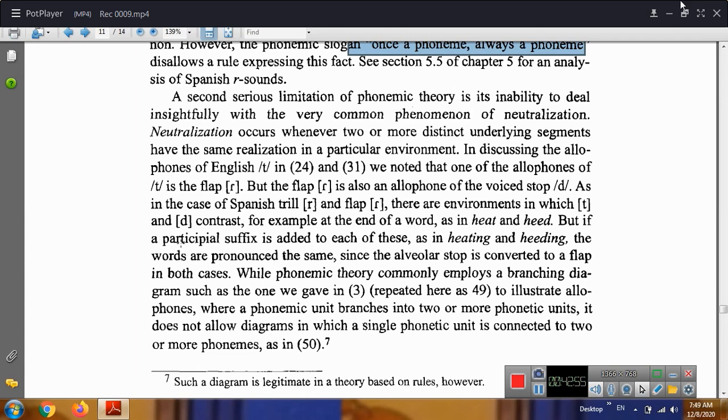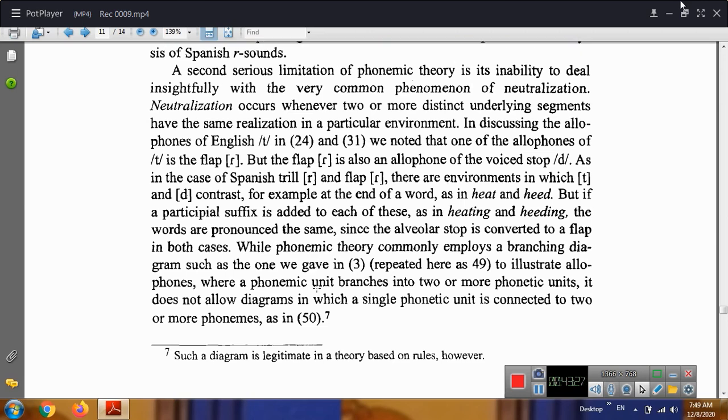But if a participial suffix is added to each of these, "heating" and "heeding," the words are pronounced the same. The differences will be neutralized, T and D turn into just one sound, which is the flap, one kind of the allophones of T.